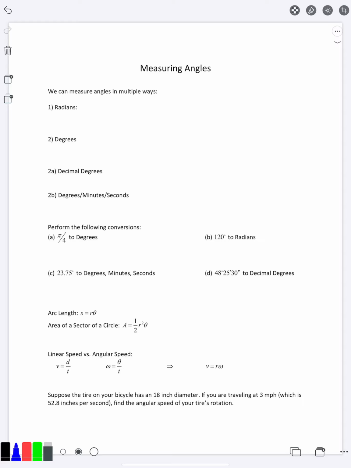We're going to talk about how we can measure angles, the different methods for doing so, and some of the things based on that. Now, in mathematics, we normally prefer radians as our measure of an angle. However, in a lot of other fields, they prefer degrees. So it's important to be able to go back and forth between both methods.